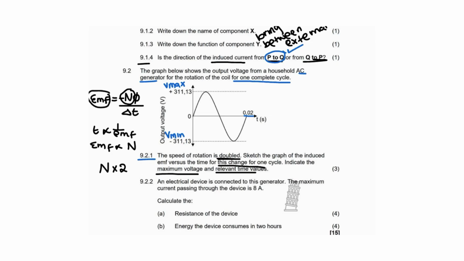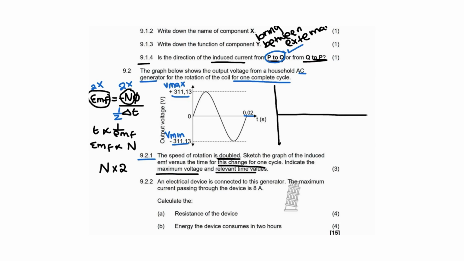So I'm just going to indicate that with a blue pen. You double the rotation, you also double the EMF, but now EMF is inversely proportional to the time, so you're going to halve the time. So it means the two EMFs there are going to be doubled and the time there is going to be halved. So I'm just going to draw a new graph to the side of this one to show how the new graph is going to look.